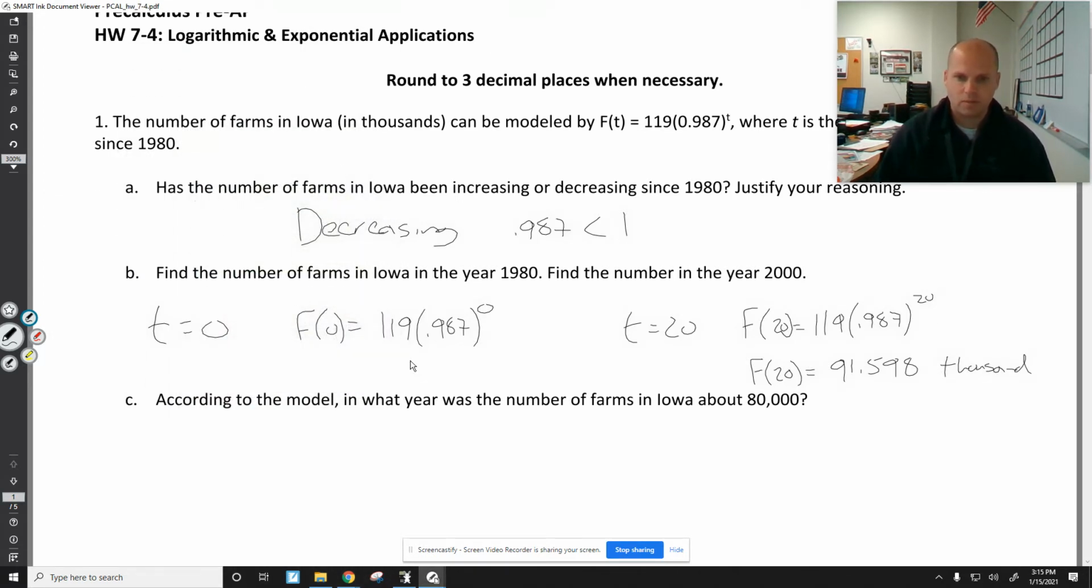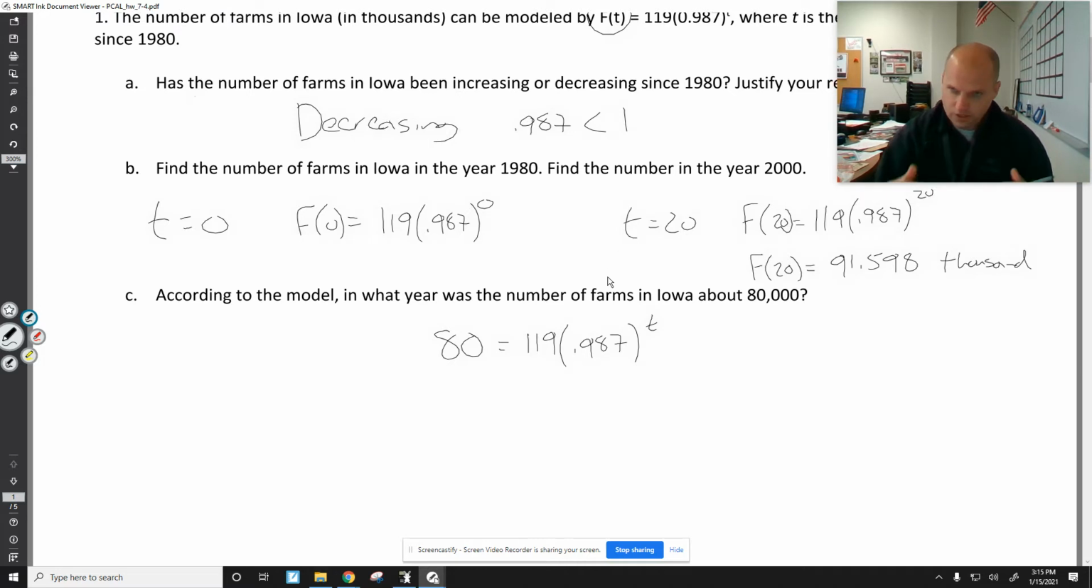According to the model, in what year was the number of farms about 80,000? So when do we have 80,000 farms? f of t is the farms, t is the years. So it's when the y is 80. All right, so we set up this equation. Now we have to solve. Okay, so this is equations that we've been doing last class. We got to get rid of this 0.987. We got to solve for t. Before we get rid of this, we got to get rid of this. You can't multiply these two things together. Don't do that. Instead, just divide by 119.